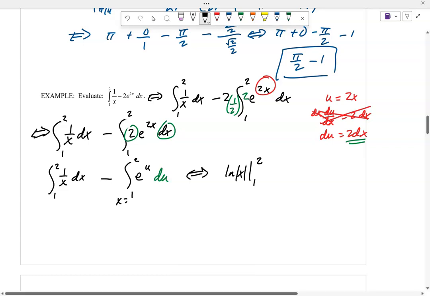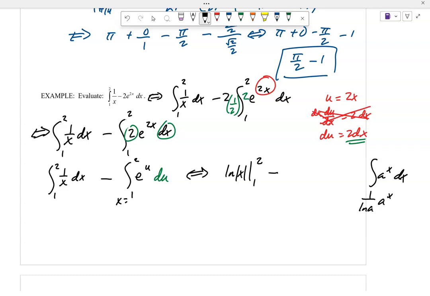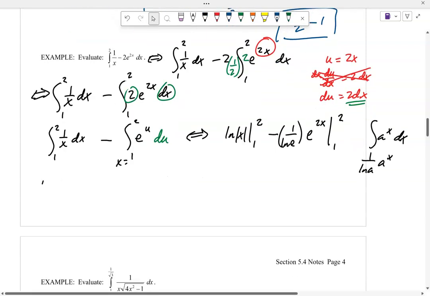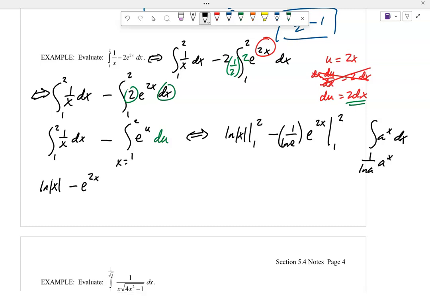I should throw an absolute value on that. The integral of 1 over x is the natural log of the absolute value of x, sorry. Minus, then the integral of, remember the integral of a to the x is 1 over ln of a, times a to the x, right? So it's 1 over ln of e, which is just 1. And then e to the u. Well, put the u back in. This is also from 1 to 2. So we've got the natural log of the absolute value of x, and they're both from 1 to 2, minus e to the 2x, 1 to 2.